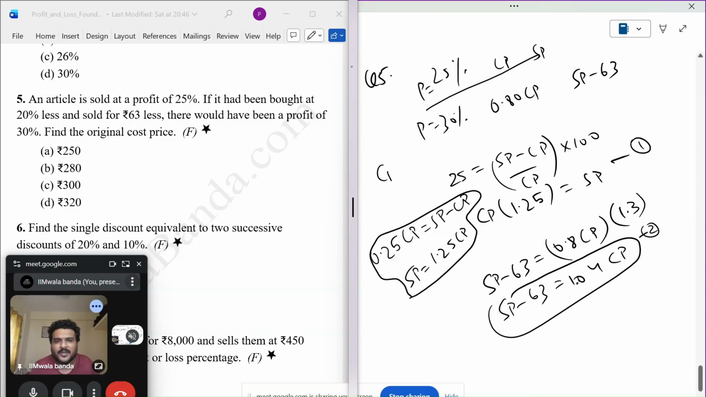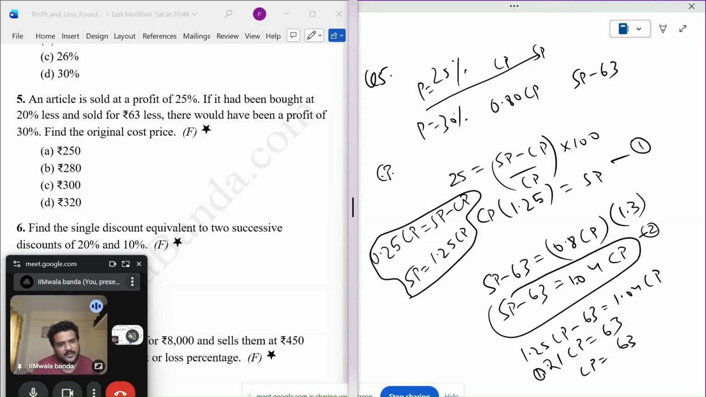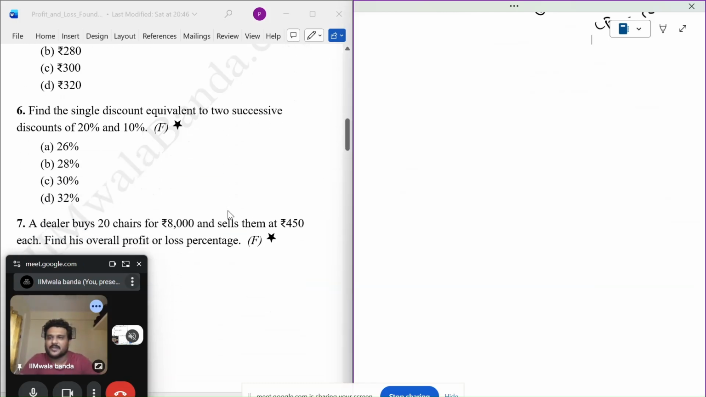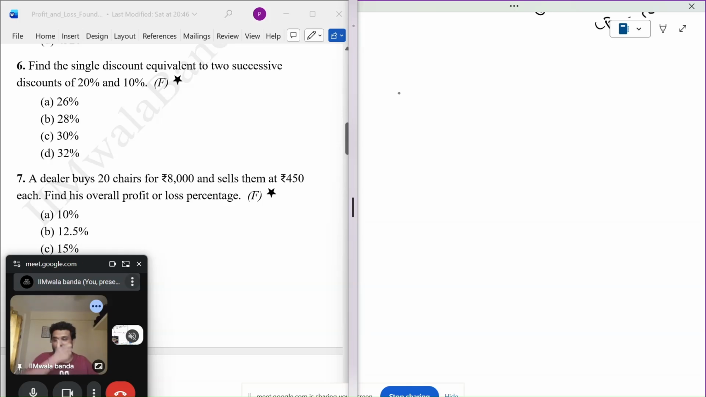I need to find the cost price. So let's just remove SP. 1.25 CP minus 63 is 1.04 CP. And this will become 1.25 minus 1.04, 0.21 CP is equal to 63. CP is 63 upon 0.21, or this will become 63 upon 21 into 100. 3 is up. So 300 is the cost price. Right? So be in a habit of writing cost price and selling price in this way. That is why I was stressing upon this multiplication factor initially.